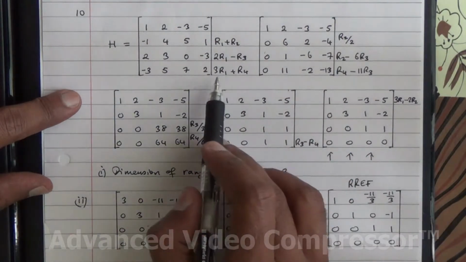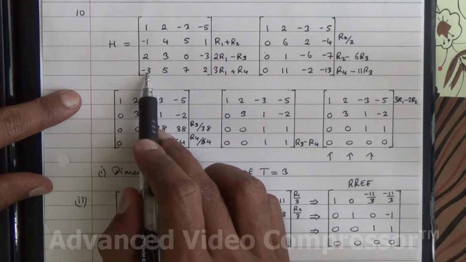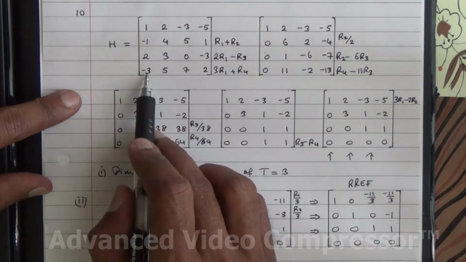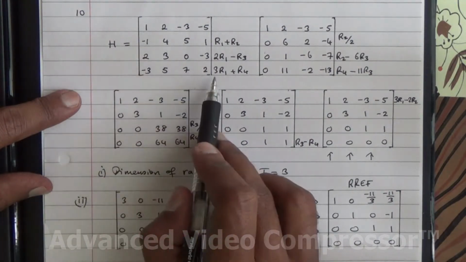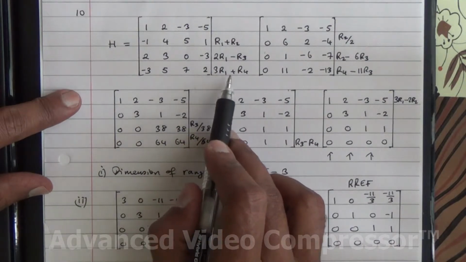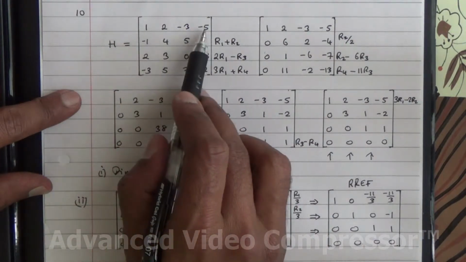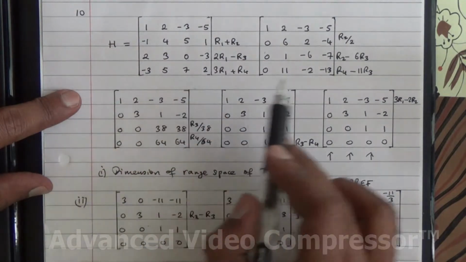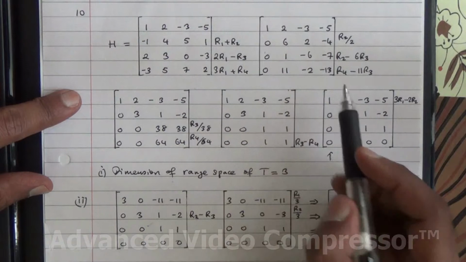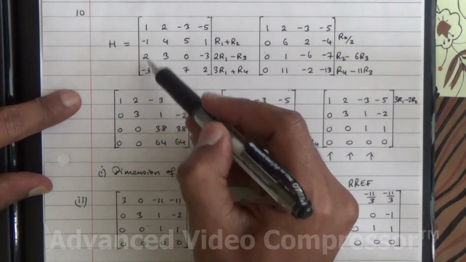Similarly, we're turning this into a 0. Here's 1, here's minus 3. So 3 times 1 plus minus 3 gives you 0. That's why I say 3 row 1 plus row 4. Each of these elements is multiplied by 3 and added to each of these elements, and you end up with this.